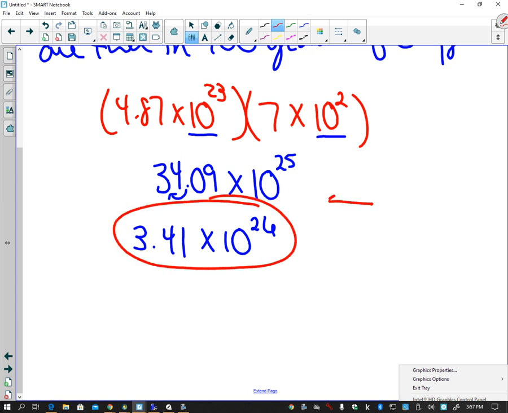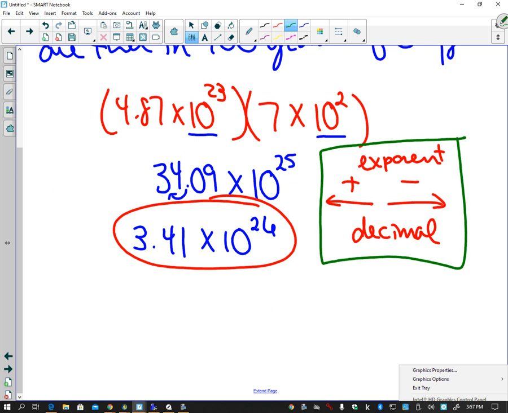So as we move the decimal point to the left, we add. As I move the decimal point to the right, we subtract from our exponent. If that helps, as you move the decimal point left or right, you see the top exponent either adds or subtracts. That's not a bad little thing to add to your notes, just to help you remember what to do. And we only moved it once, so we only added 1.